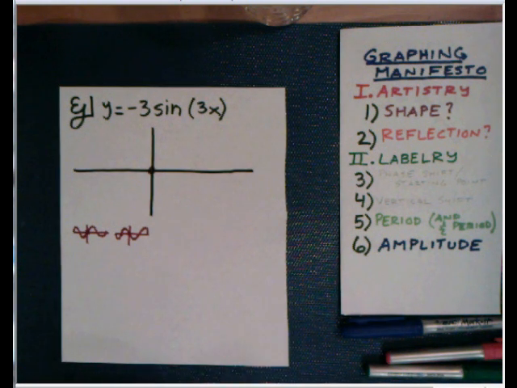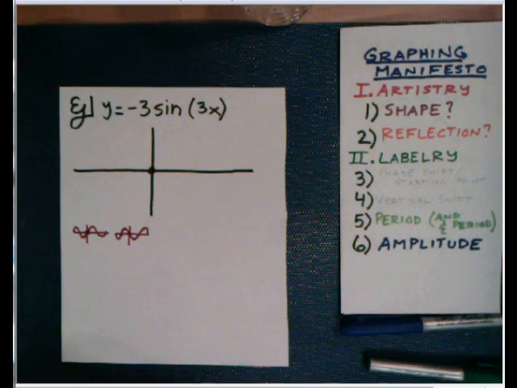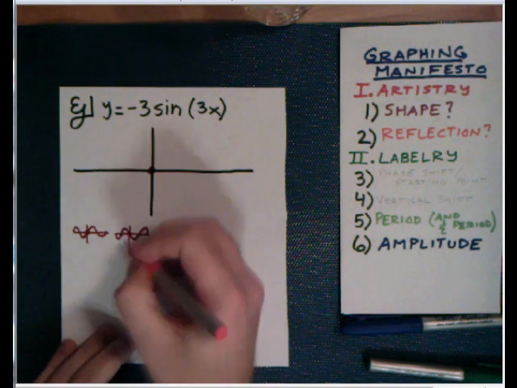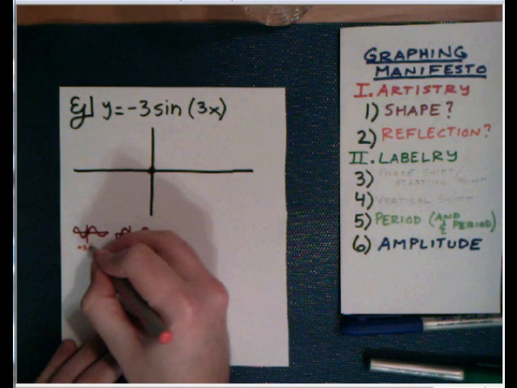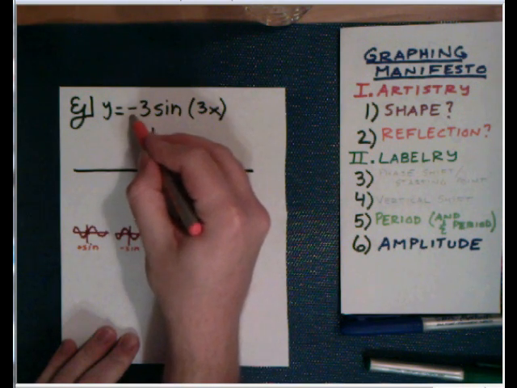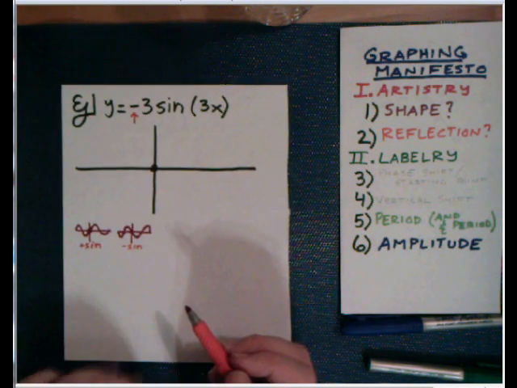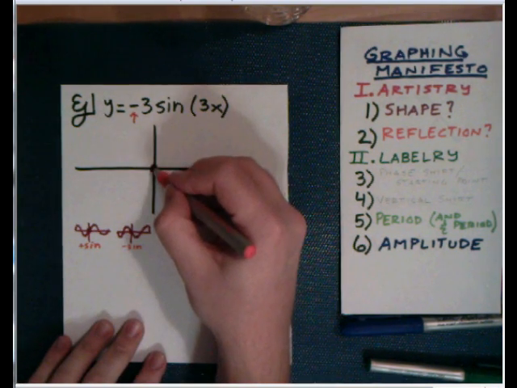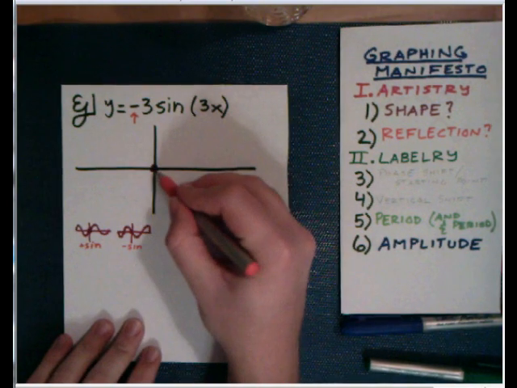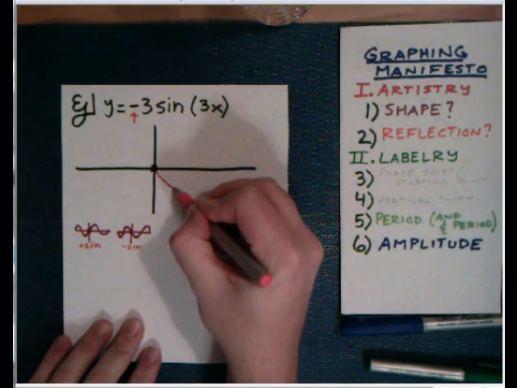But now we have to look at reflection. If it's a negative sine function, it's going to be reflected downward. Looking at our equation, I think you can see right there that in fact it is a negative sine function. It's negative 3 sine of 3x. So we're not going to go origin and up, we're going to go origin and down. So let me go ahead and try to do that.